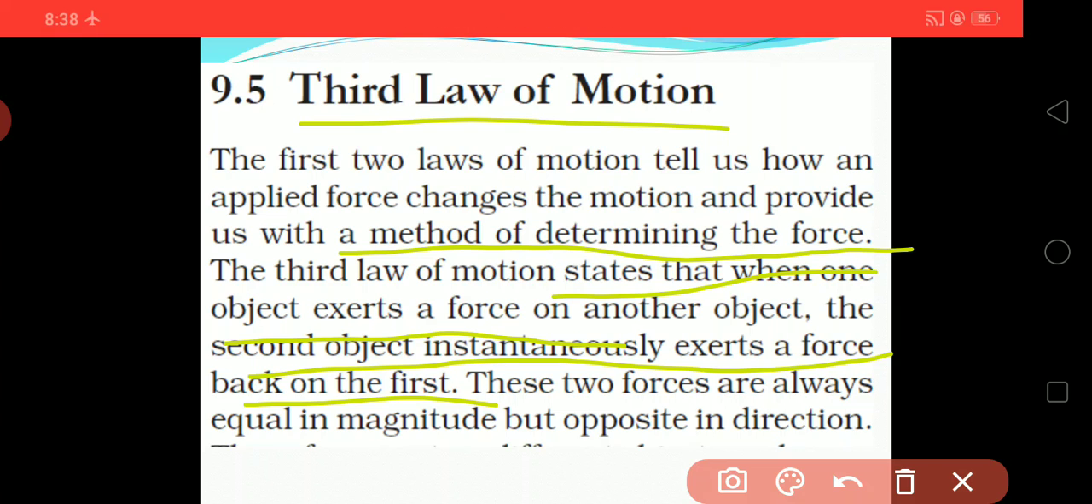Obviously, if we are giving a force to the first one, that direction will be towards the second one. In the same way, the second one is also giving a force to the first one, but the direction will be opposite. If the direction of the first one is right, then the second one will be on the left, because it is giving a force towards the first one. So both of them will have different, opposite directions.